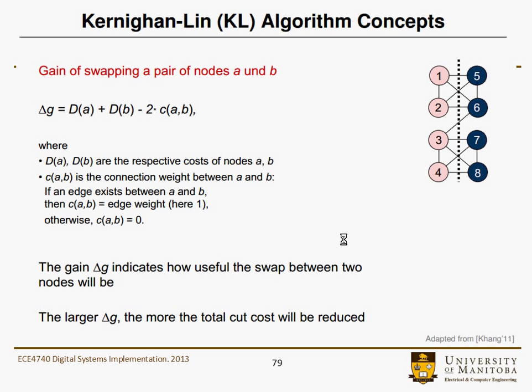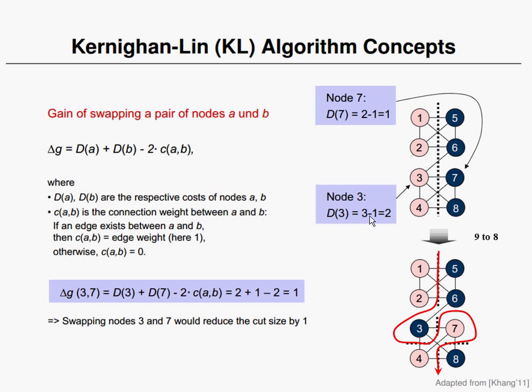There's also something defined here as the gain of swapping a pair of nodes A and B. The gain is going to be the cost of A plus the cost of B minus 2 times the cost of AB. The 2 is in there because you'd be counting them twice. So this gain indicates how useful the swap would be between the two nodes. The larger delta G, the more the total cost will be reduced. So basically you want to try to reduce that total cost. The algorithm works as follows: by picking pairs to swap, and you pick those pairs as being the pairs which give you the most gain.